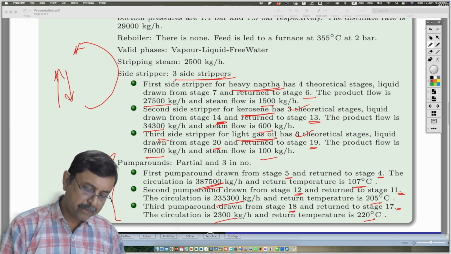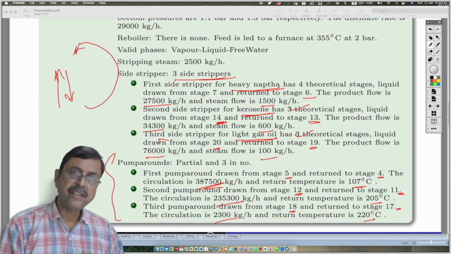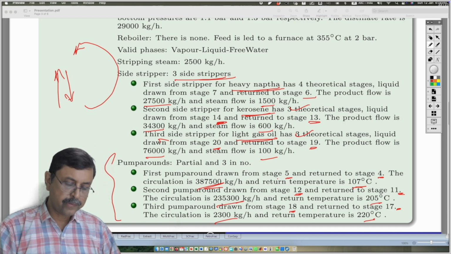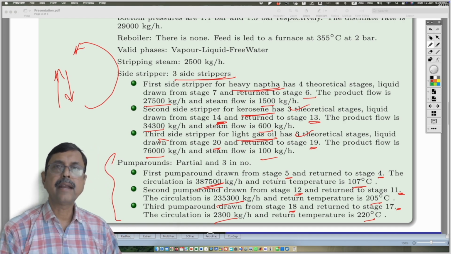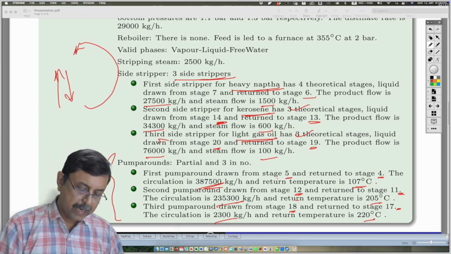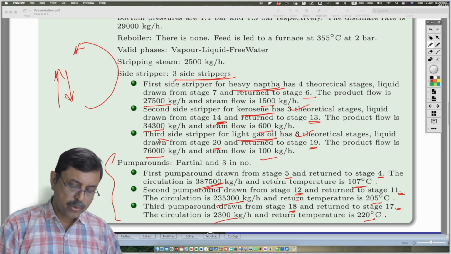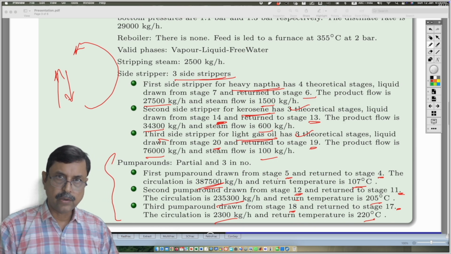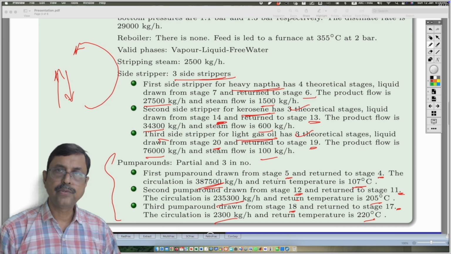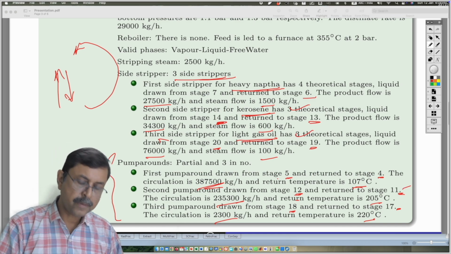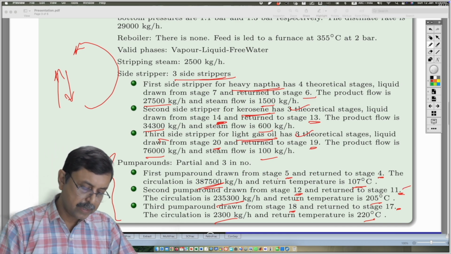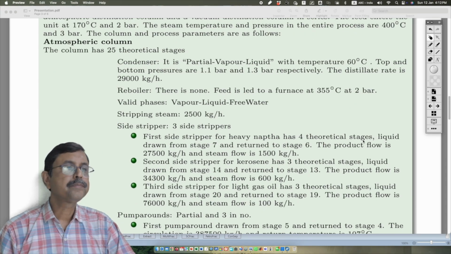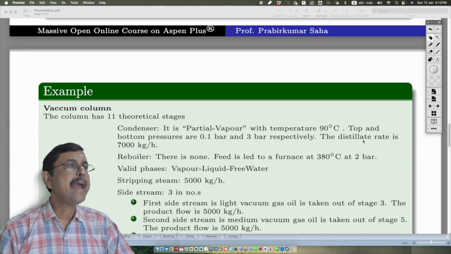Obviously, we can expect that the stage 5 temperature goes higher than 107, so it cools and sends it back to stage 4. Similarly, stage 12 should have a temperature higher than 205, so it takes out the liquid, cools it down to 205 degrees centigrade and returns it to stage 11. Like that, the third pump around also serves its purpose. So this is about the atmospheric column.